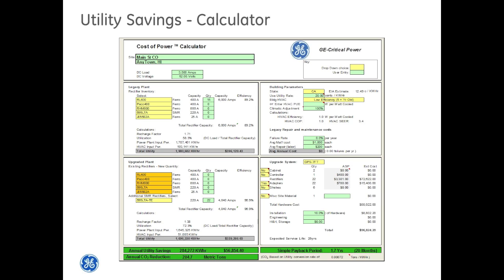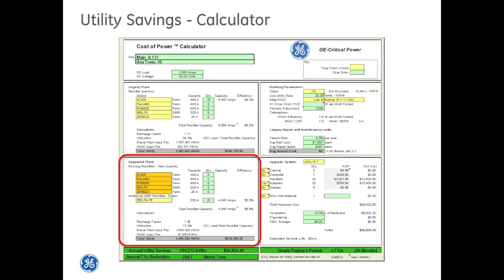In terms of utility savings, we put together a calculator which has found quite a lot of use. In this illustration, you can see that for a 3,500 amp power plant, with a nominal voltage of 52 volts, we specify what the legacy plant is, the plant that we're replacing. In this case, it was 15 400 amp ferros in terms of the capacity. It calculates what the utility cost is based on the efficiency of those rectifiers and the utilization, because the efficiency changes with different utilization percentages.